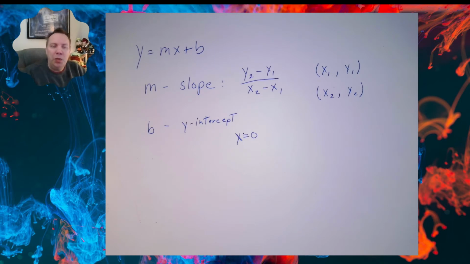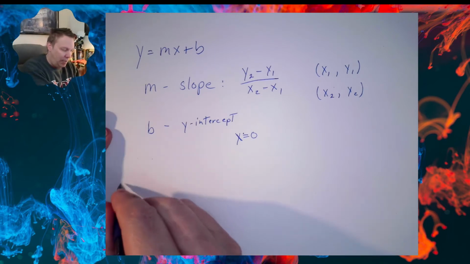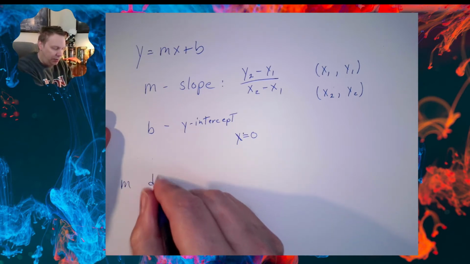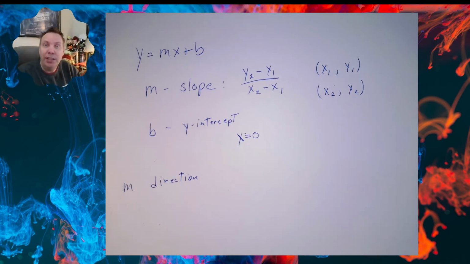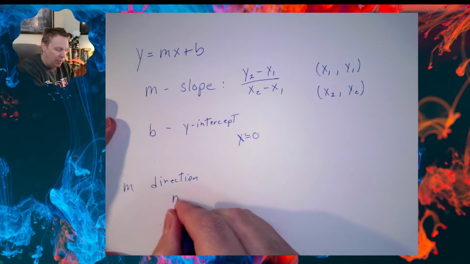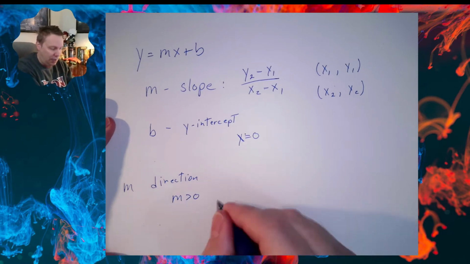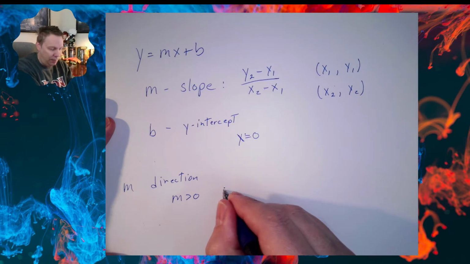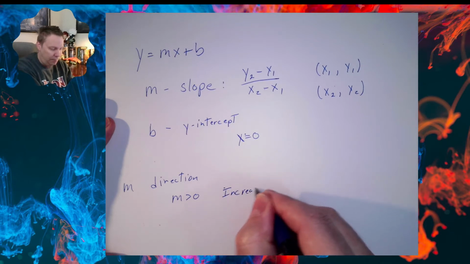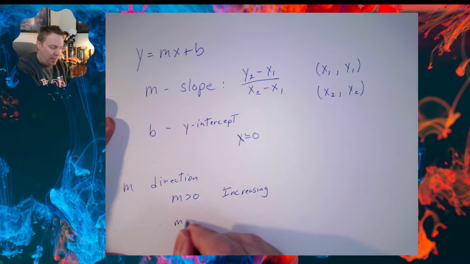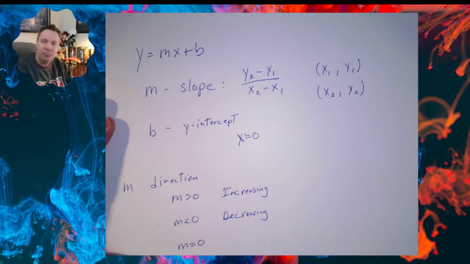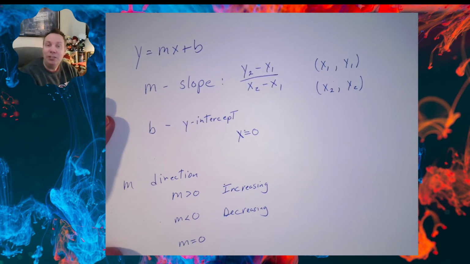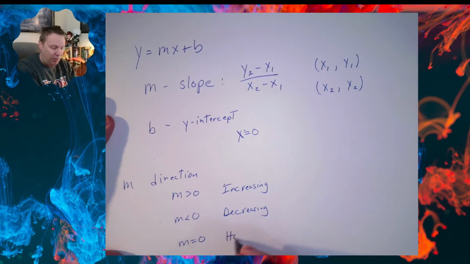So, what do some of these things mean? m actually tells you the direction. In a previous video, we talked about direction, increasing, decreasing. If m is positive, then the curve is increasing. If m is negative, then the curve is decreasing. If m is equal to 0, then it's neither increasing nor decreasing, but it's just a horizontal line.